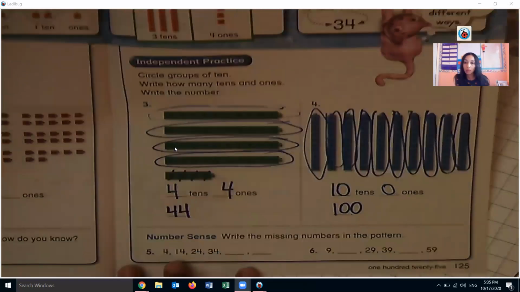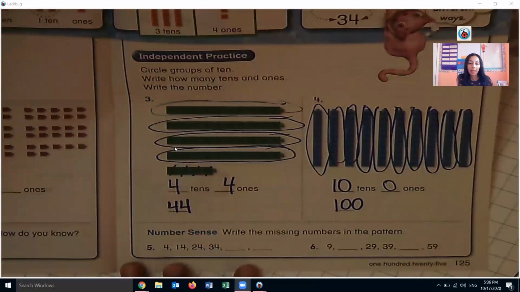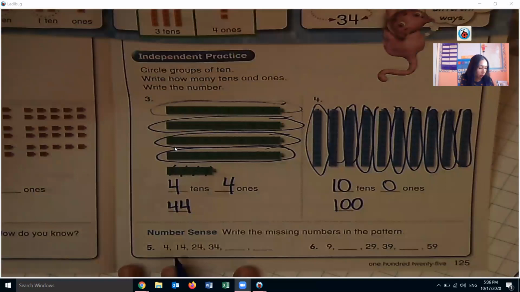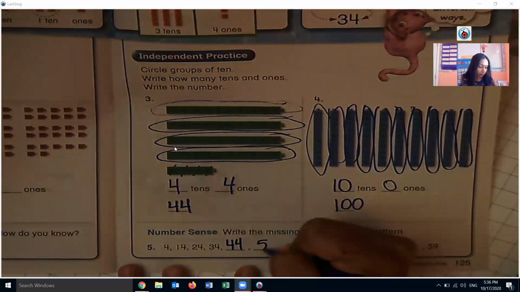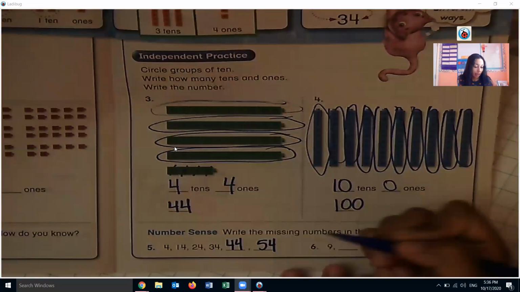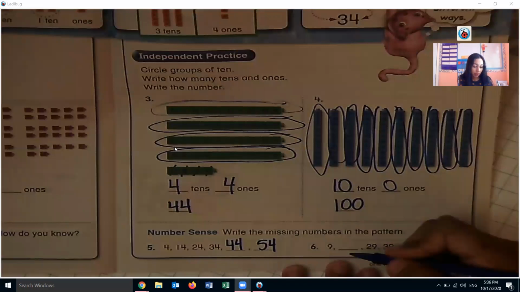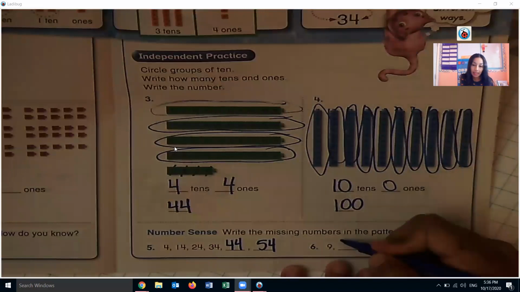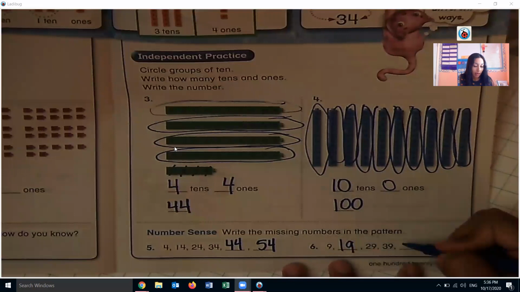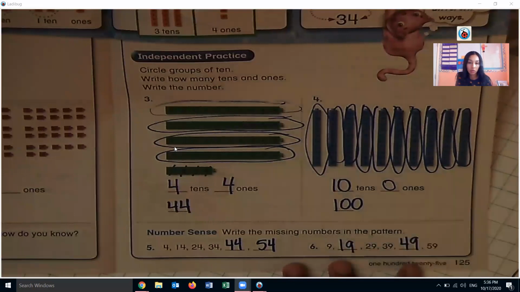Okay. At the bottom, we're going to do a little bit of some number patterns. So we have 4, 14, 24, 34. So we're counting by 10. Then they'd go 44, 54. Next, 9, 29, 39. So this one's also going by tens, but using the 9. 9, 19, 29, 39, 49, 59. So that's finishing up our patterns.